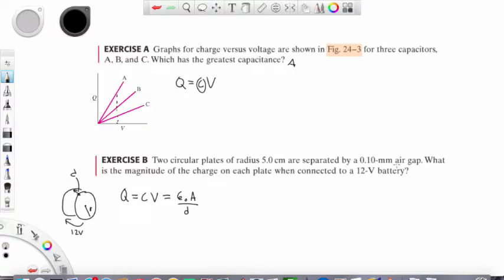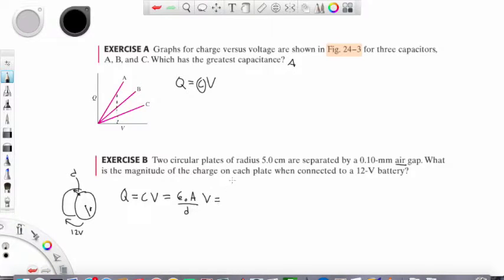So there's an air gap, so no dielectric. If we had a dielectric, then we would have to multiply this by some value K, but that is not the case. Well, in fact, the K for air is 1. Anyway, and then we have the voltage.